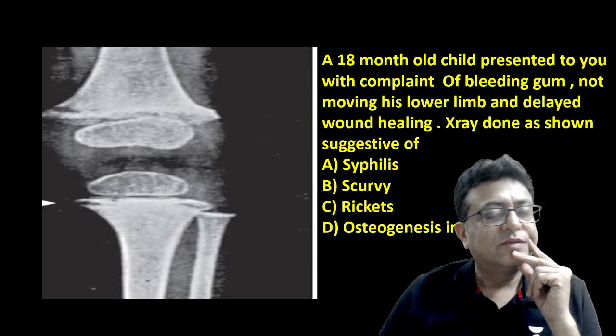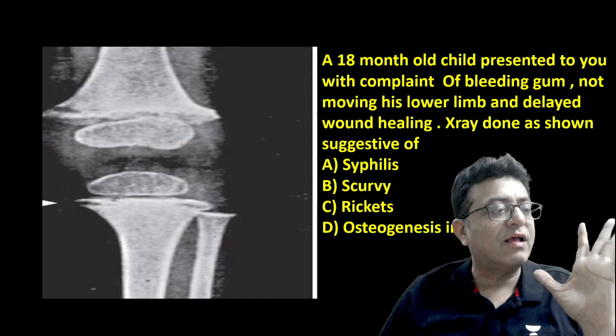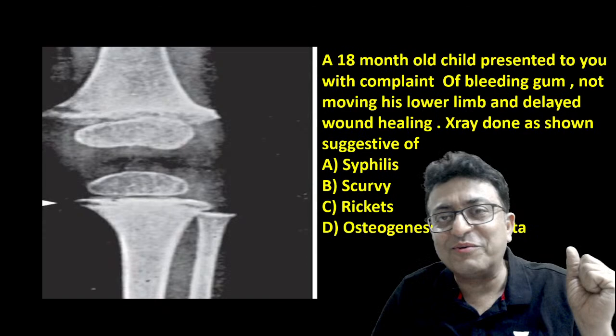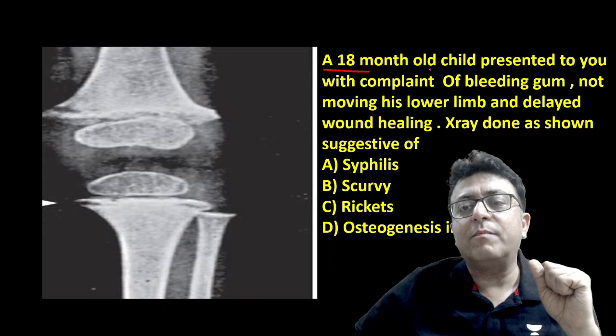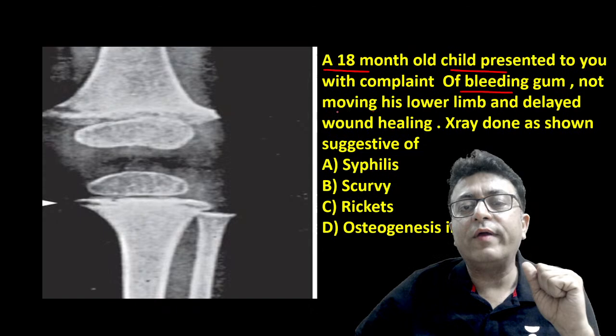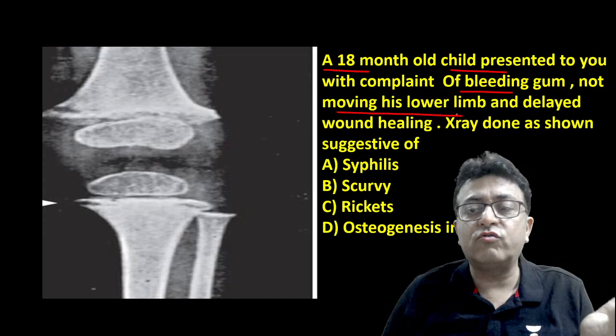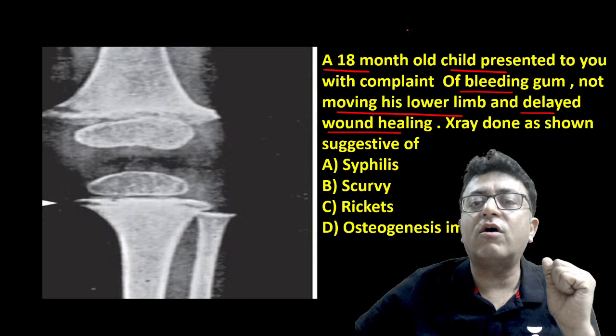You can pick this question from history or from a classical X-ray. But yes, it's an image-based question, so give respect to the X-ray. An 8-month baby presents to you with bleeding gums, not moving the lower limb. It's paralysis, but not due to weakness, it's pseudoparalysis, and delayed wound healing. These are all features of vitamin C deficiency, scurvy.